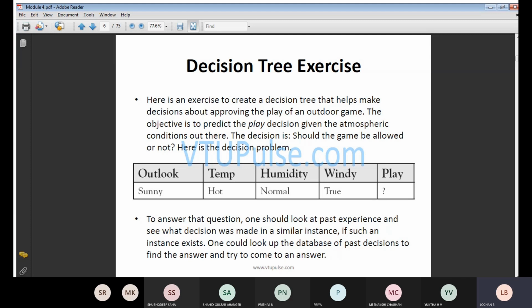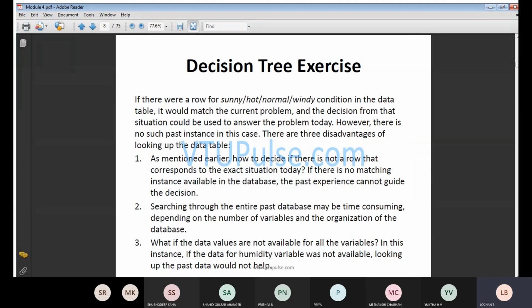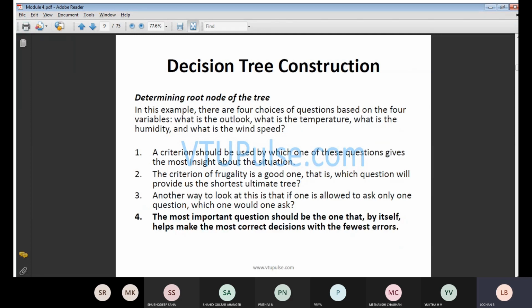Outlook is sunny, temperature is hot, humidity is normal, windy is true. These are the conditions given. They are going to check the play, whether you are going to play or not. To answer that question, one should look at past experience to see what decision was made in similar instances. So what database do you get with the past experience to find the answer? Just like permutations and combinations, various possible cases you are going to get. If there was a row for the sunny, hot, normal, windy condition in the data table, we will check the prediction whether they are going to play the game or not.